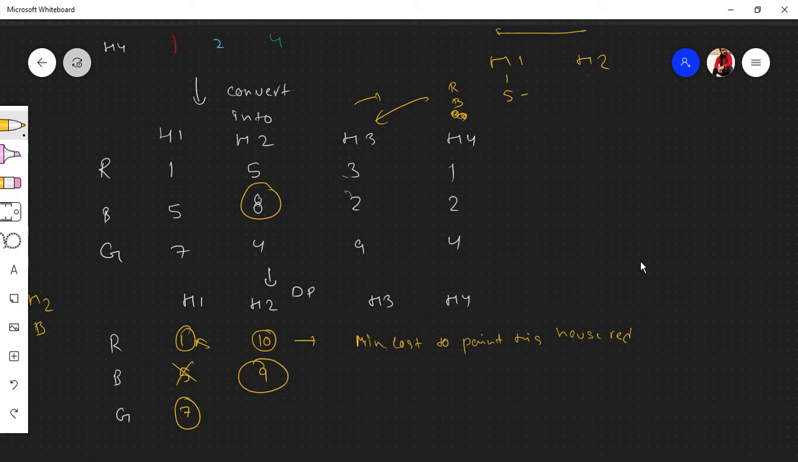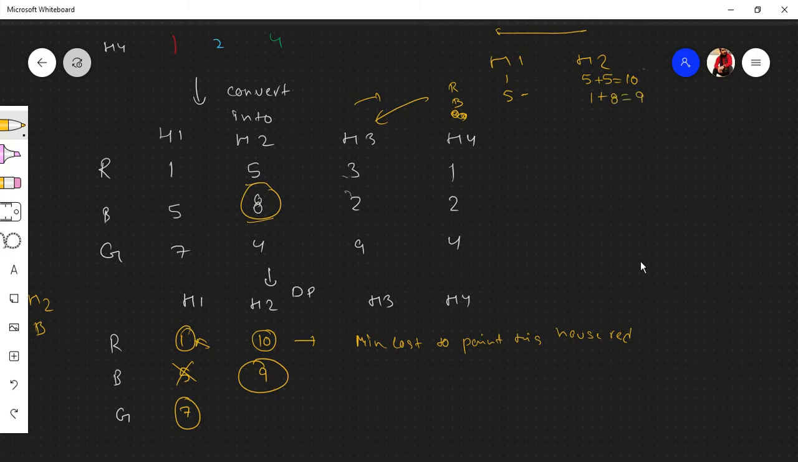If you paint it blue, you'll pay basically the red fees, so 5 plus 5 is 10. Now for painting blue, you cannot paint it blue, you should paint it red. So for painting red it should be 1 plus how much fee do you need to pay? 8. 1 plus 8 will be 9.